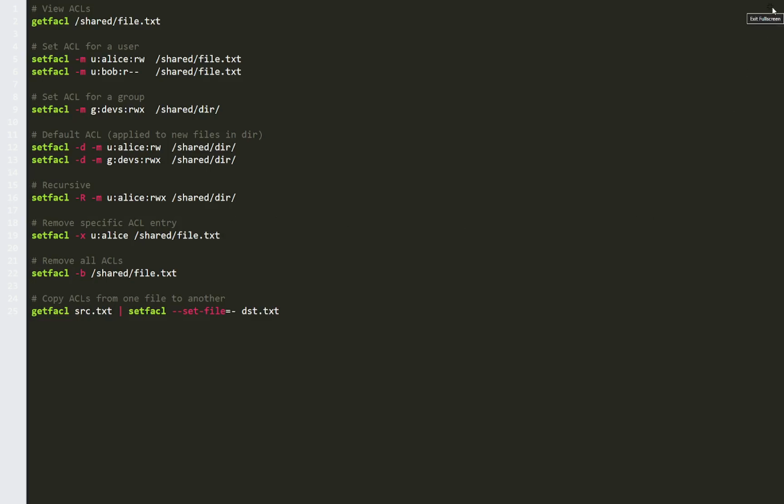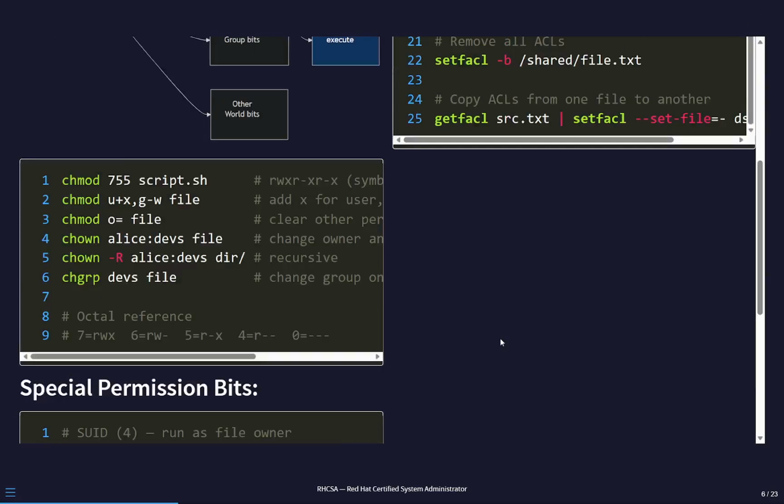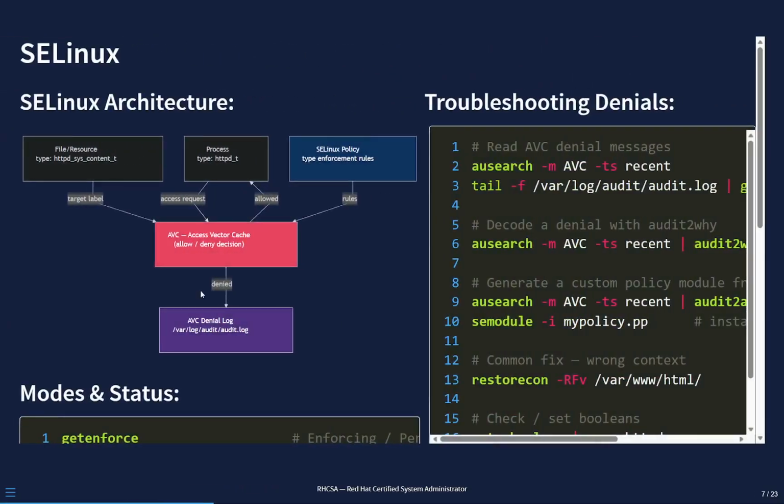Next. SELinux is 15% of the exam, and it is the topic that causes the most unnecessary failures. Candidates disable it because they don't understand it. The exam will check, do not disable SELinux. Look at the architecture diagram. SELinux adds a mandatory access control layer on top of standard Linux permissions. Even if file permissions allow an operation, SELinux can still deny it.